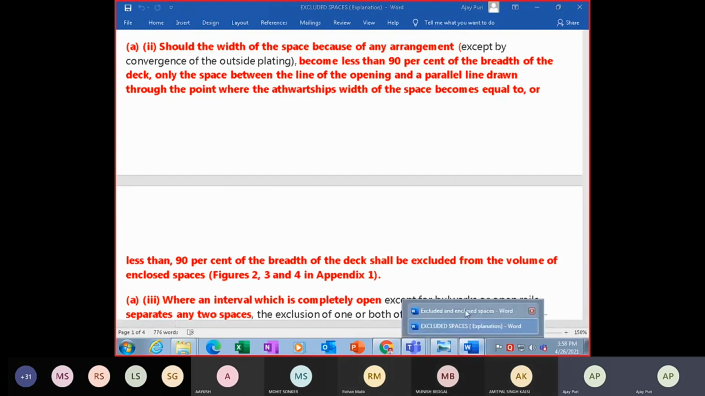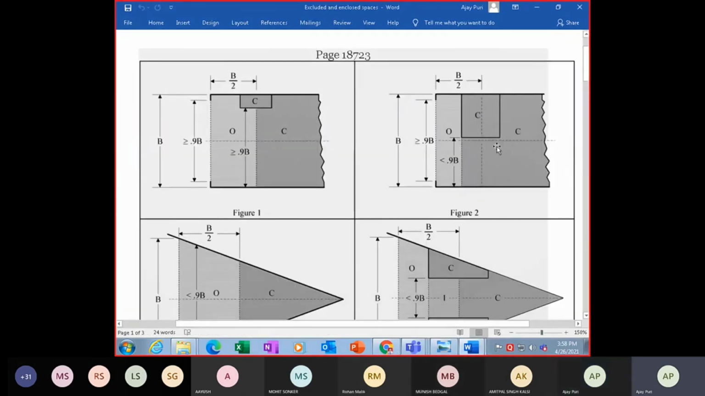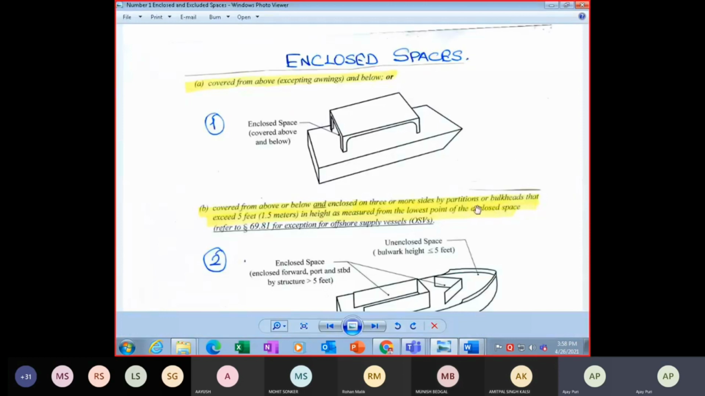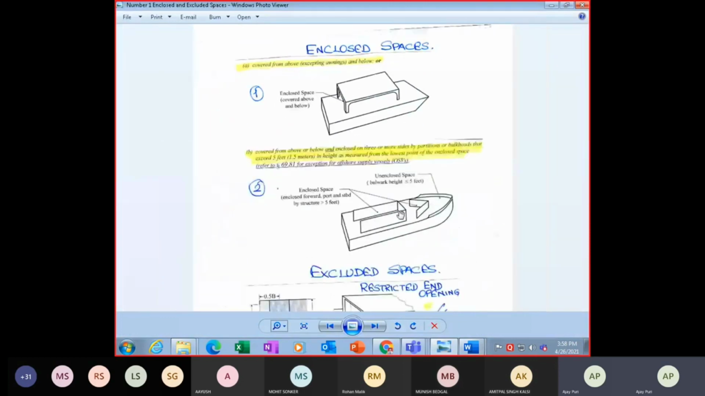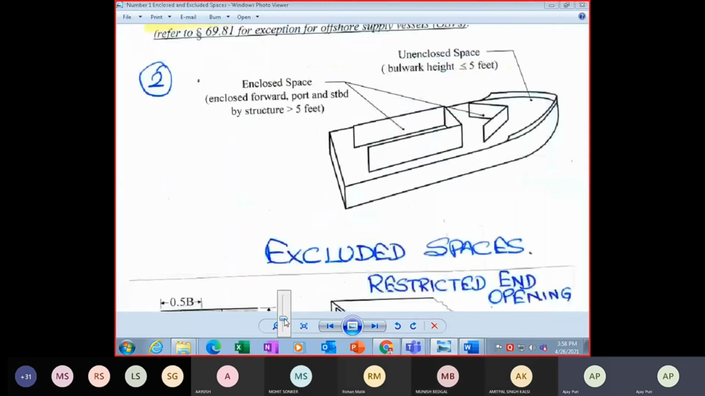So we have done this section. Now we'll be doing these two sections. These two can also be explained by this area. A 3D diagram is given here, showing how your unenclosed space is there, the bulwark height, and similarly how this will be taken into consideration.